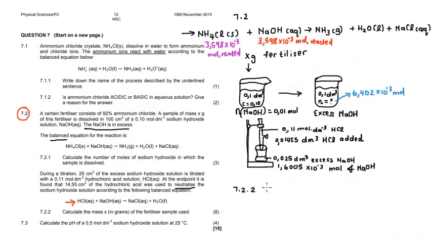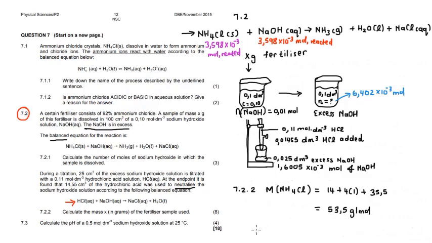So we need the molar mass of the ammonium chloride. From the periodic table we get 14 grams per mole for nitrogen plus 4 times 1 gram per mole for the hydrogen. And then plus, for the chlorine, we have 35.5 grams per mole. So this gives us a molar mass of 53.5 grams per mole.